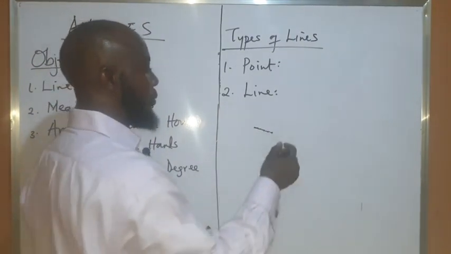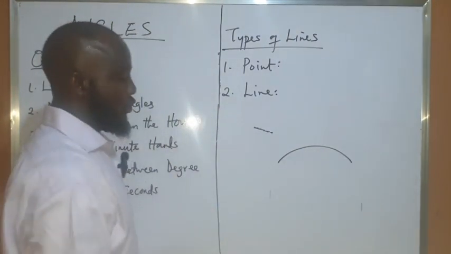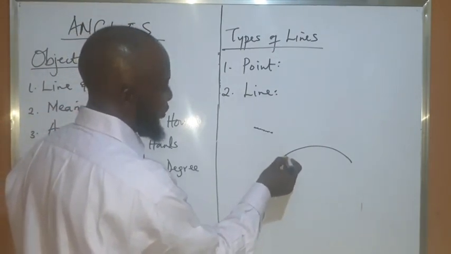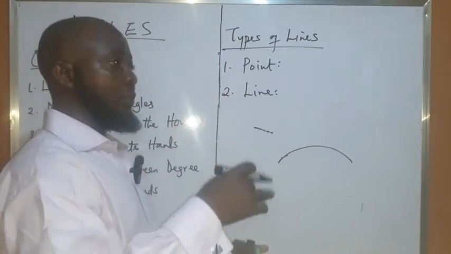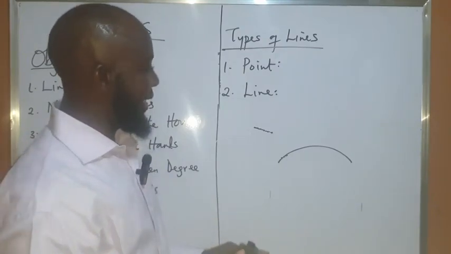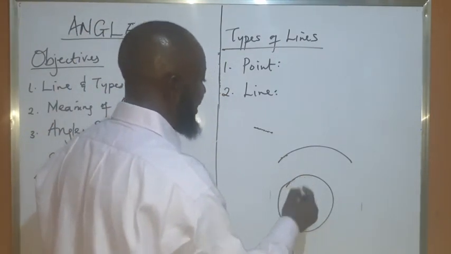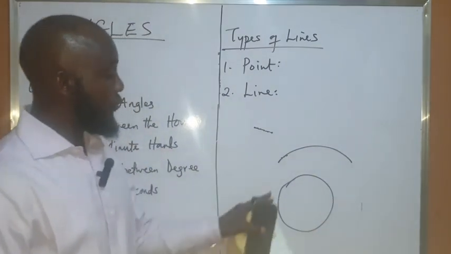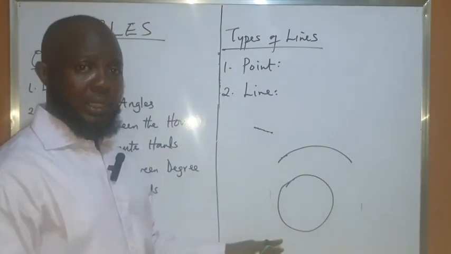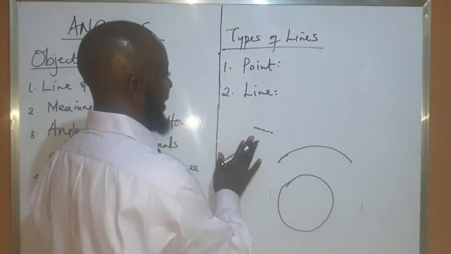So if you have any line, this is a line. It's a set of points. By the time you move to a higher level, you will understand it. If you have a circle, if I draw a circle now, this circle is a set of points that form this line. Are you with me? So that is what we refer to as line.